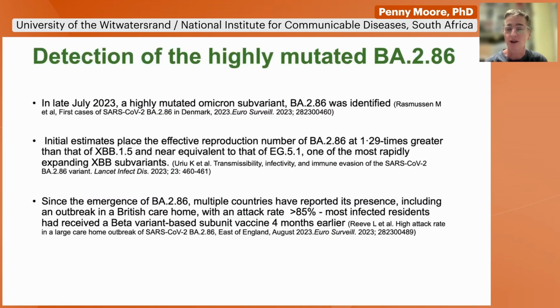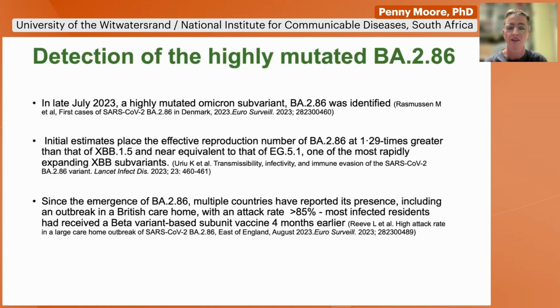So that's EG5.1. The other subvariant, the one that I mentioned particularly emerging in the context of South Africa, but now spotted across the world, is a variant called BA.2.86. This is a highly mutated subvariant. It was identified in late July 2023, and initial estimates of its effective reproduction number, which is a measure of how fast we might expect it to spread, suggested that this subvariant was 1.3 times faster than XBB1.5 and near equivalent of EG5.1, which is, as you saw from the data I showed in the first couple of slides, rapidly expanding.